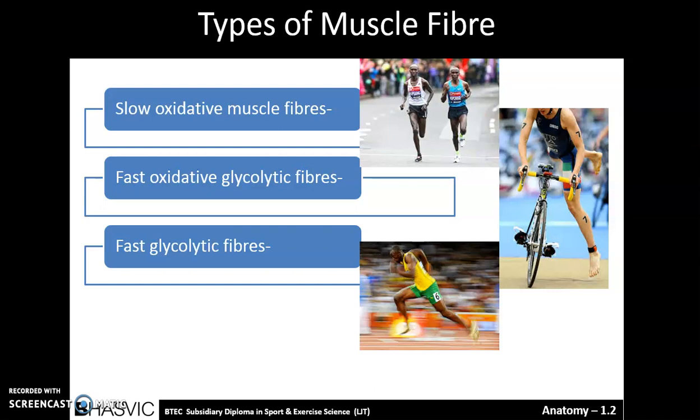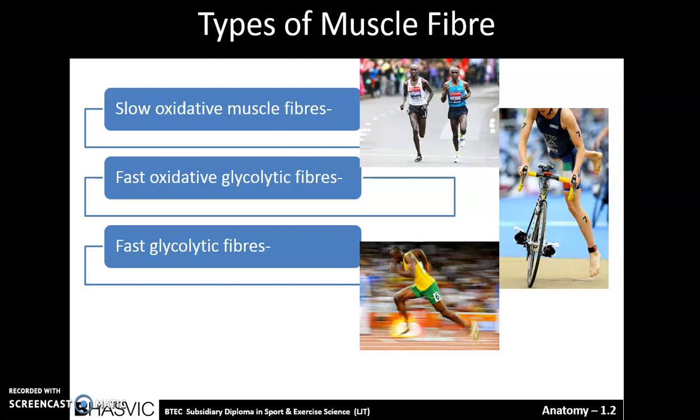Slow oxidative fibres use oxygen, which means they use the aerobic system. They have lots of capillaries and contain lots of hemoglobin and lots of myoglobin. Fast oxidative fibres are both anaerobic and aerobic. They contain some capillaries, some hemoglobin, some myoglobin. However, fast glycolytic fibres are completely anaerobic. They have no capillaries, no hemoglobin and no myoglobin, which means oxygen cannot bind to them.